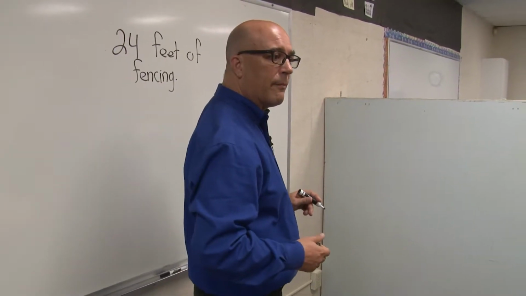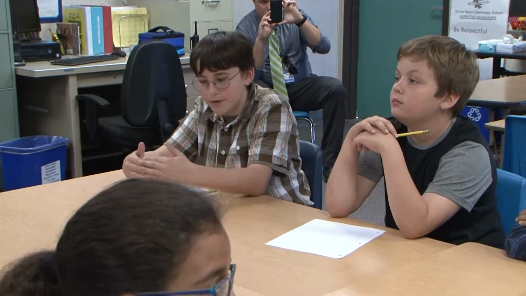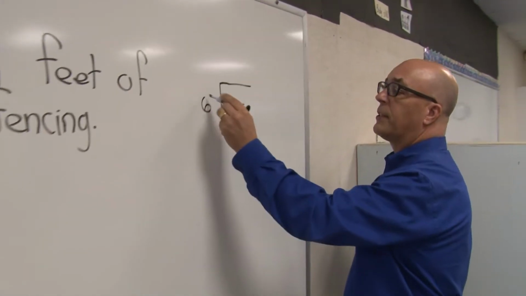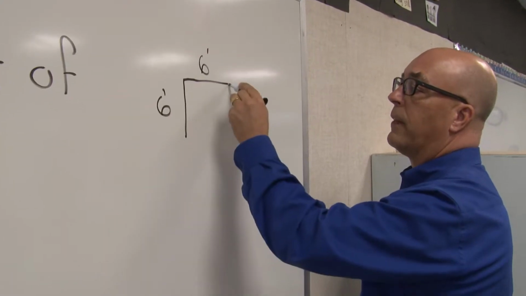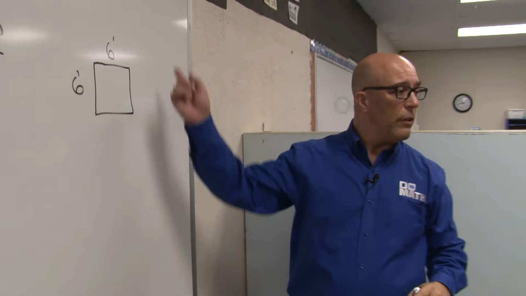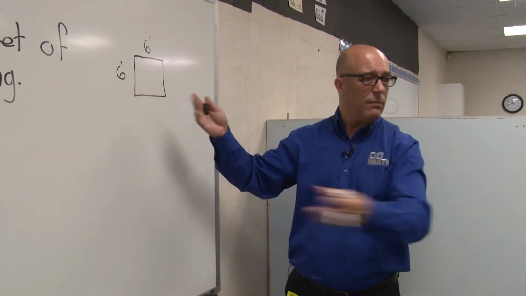There are multiple ways. You could have a square and there are 4 sides, each 6 feet. Okay, so I could go like this, right? Where I've got 6 feet here and 6 feet here. And if I come all the way around, will that make 24 feet going around? Yes. Now, is that the only way I could do it? What else could we do?